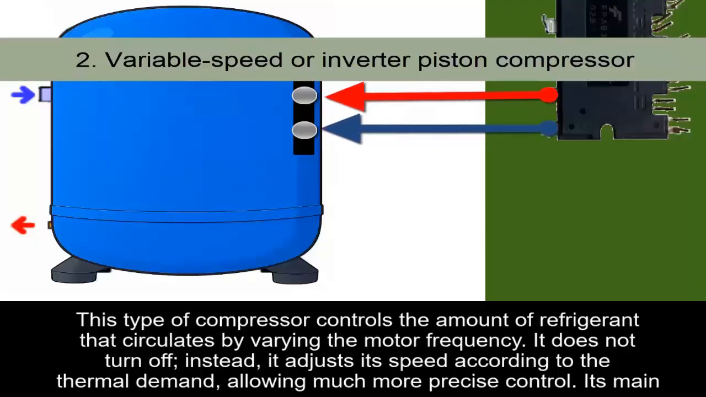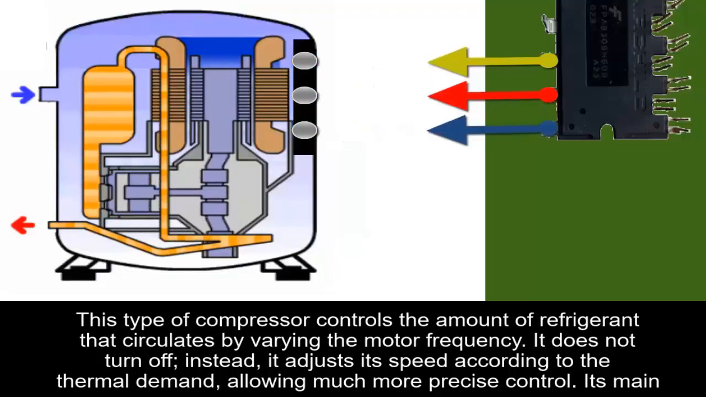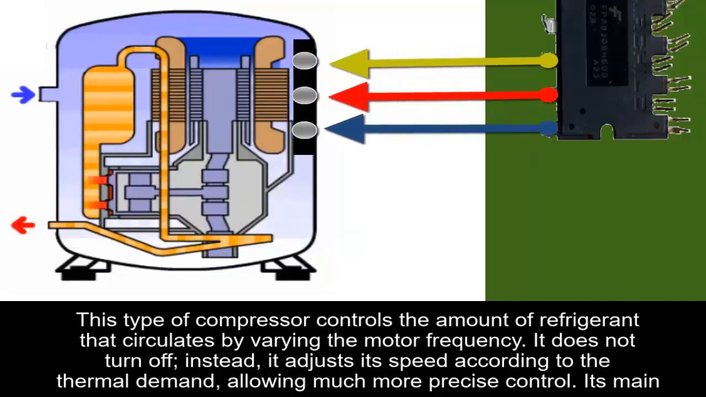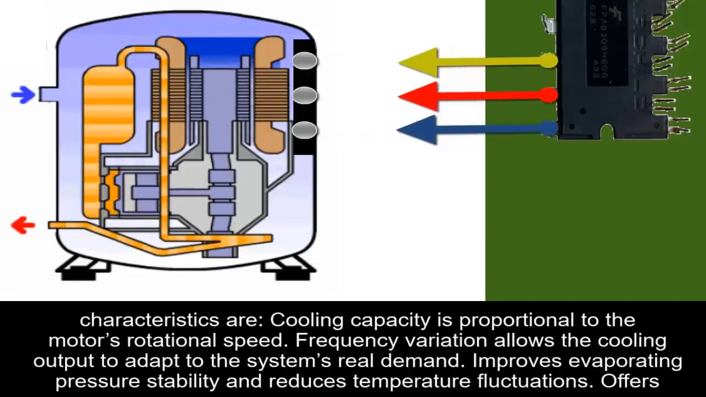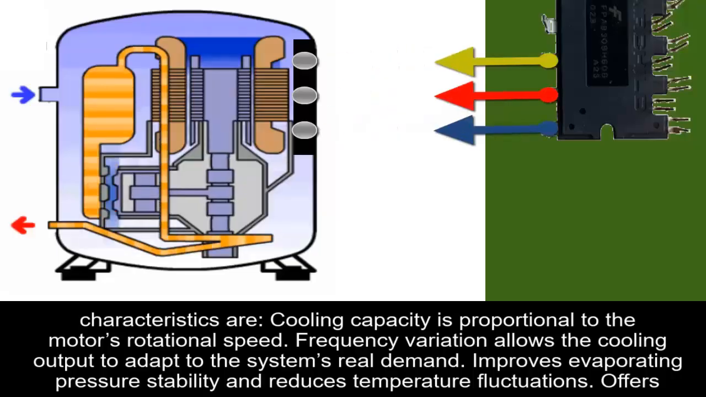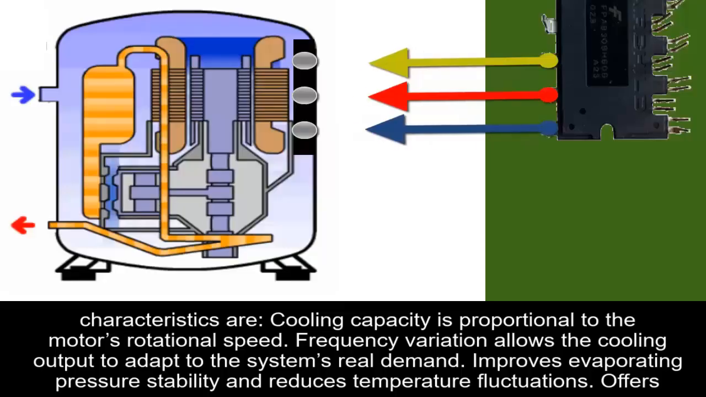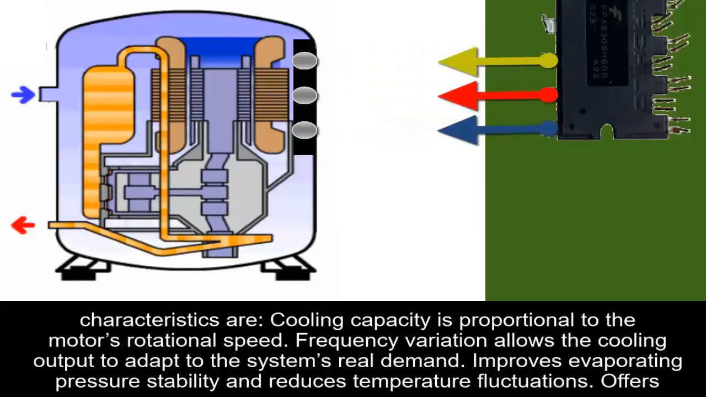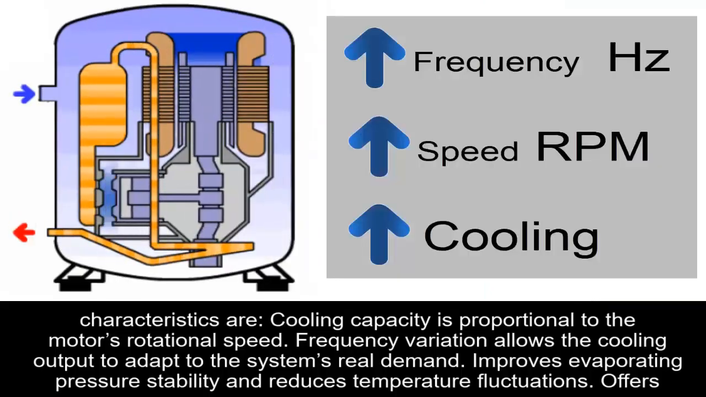2. Variable speed or inverter piston compressor. This type of compressor controls the amount of refrigerant that circulates by varying the motor frequency. It does not turn off. Instead, it adjusts its speed according to the thermal demand, allowing much more precise control. Its main characteristics are: cooling capacity is proportional to the motor's rotational speed. Frequency variation allows the cooling output to adapt to the system's real demand. Improves evaporating pressure stability and reduces temperature fluctuations.